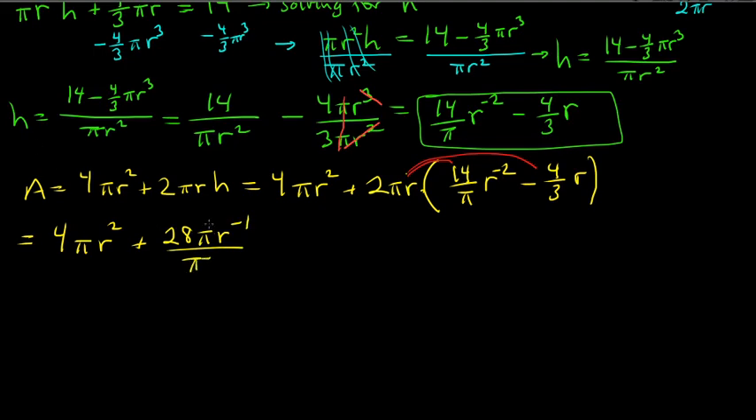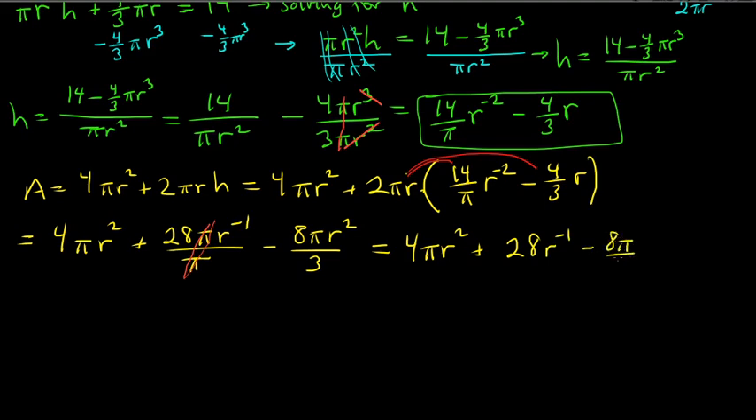Okay, so now we get another pi that cancels here. And then for the second term, we're going to get minus, let's see, 4 times 2 pi r is 8 pi r times another r for r squared, all divided by 3. Is that right? So 2 pi times 4 is 8 pi, times r is r squared, divided by 3. Yep, that's it. So let's see what we get. We get 4 pi r squared plus 28 r to the negative 1 minus 8 pi over 3 r squared.